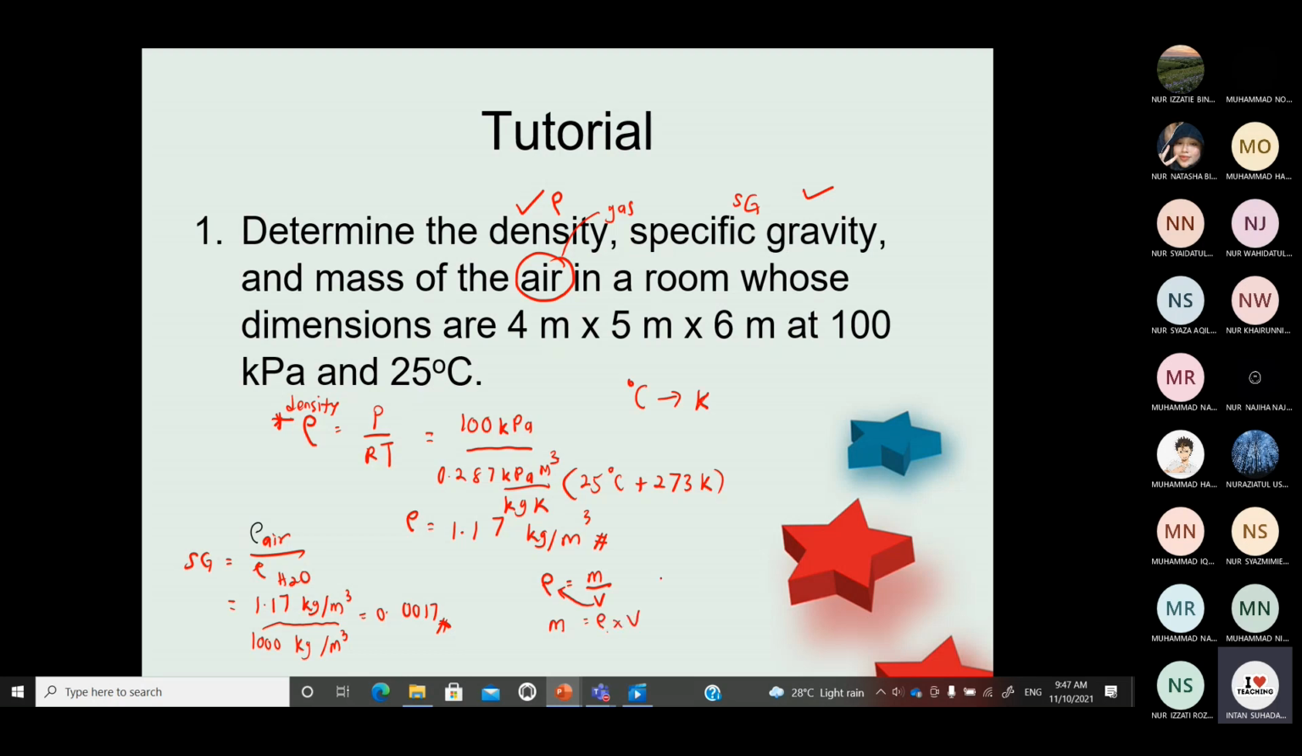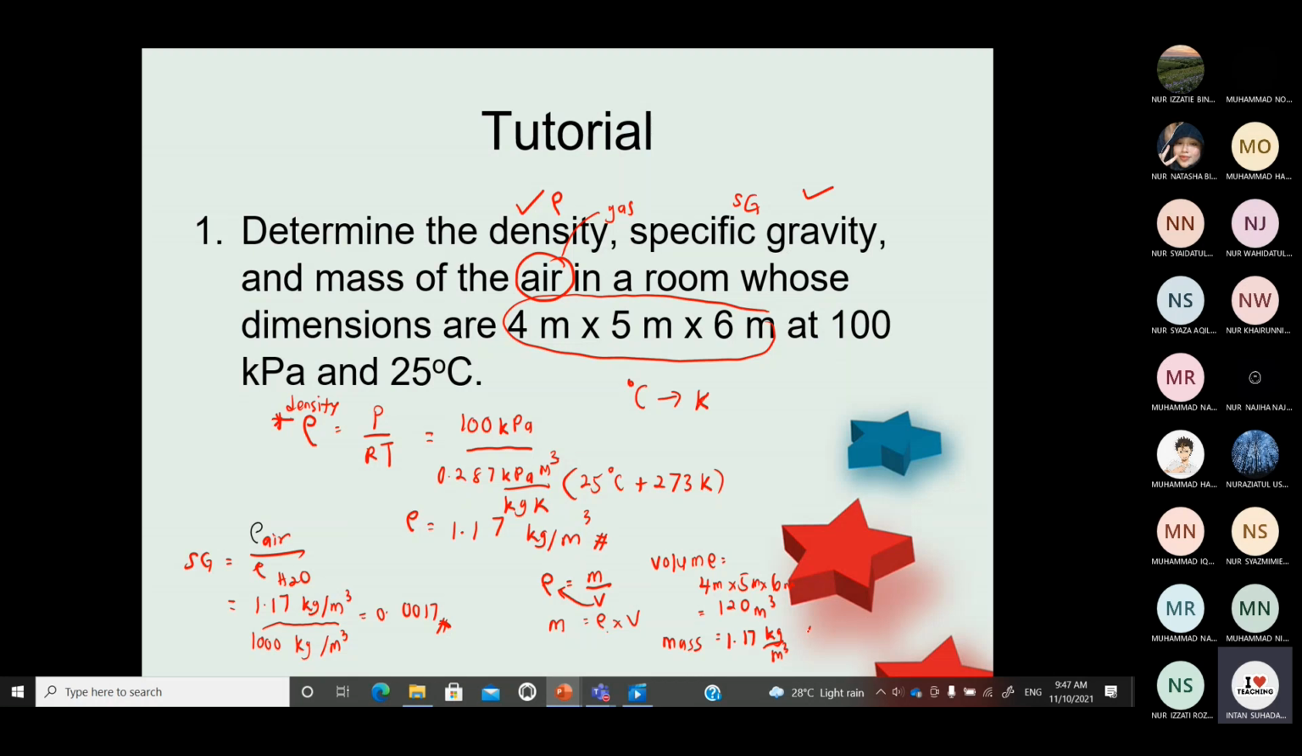So how do you find the volume from the dimensions given? You just multiply 4 meter, 5 meter, 6 meter. It's given here. So you will get the volume is 120 meter cube. Then you can solve for the mass. Your density is 1.17 kg per meter cube.